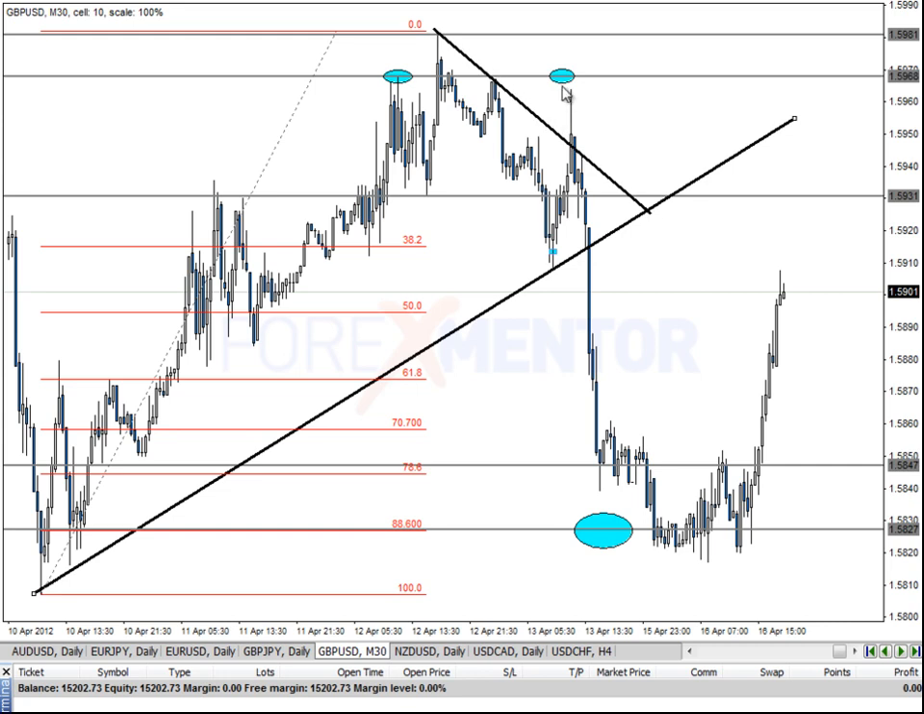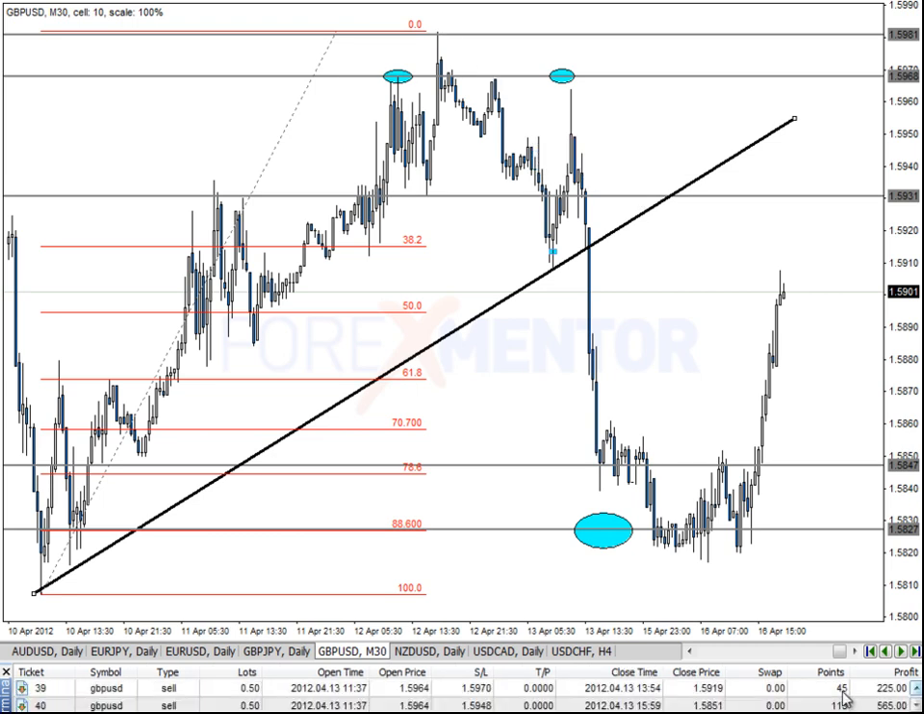Okay, this one obviously spiked a lot higher. And in terms of the outcome, we made 45 pips on half the position, and then we made 113 on the second half.